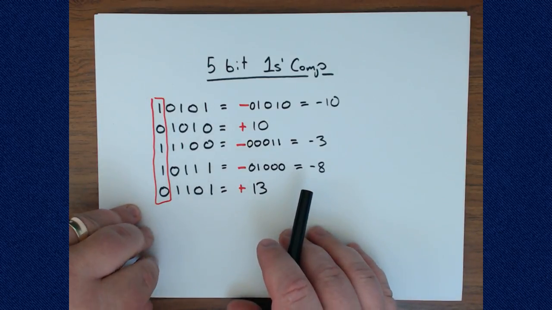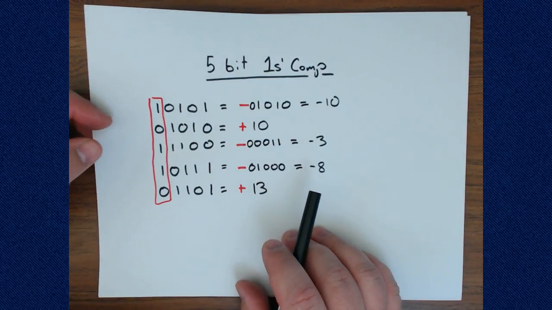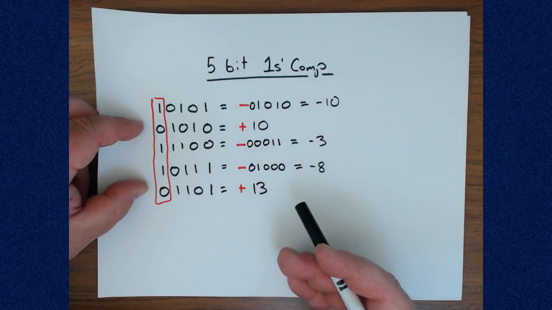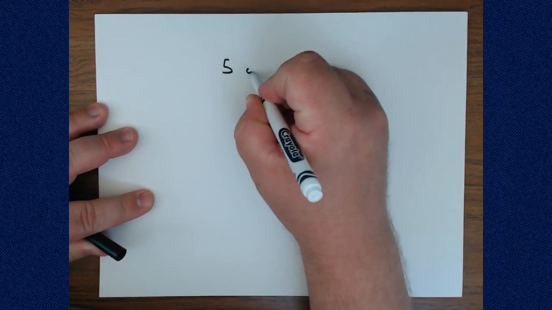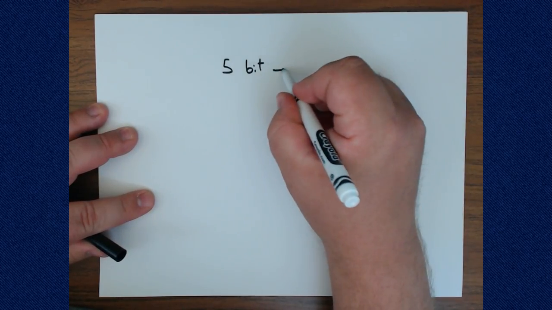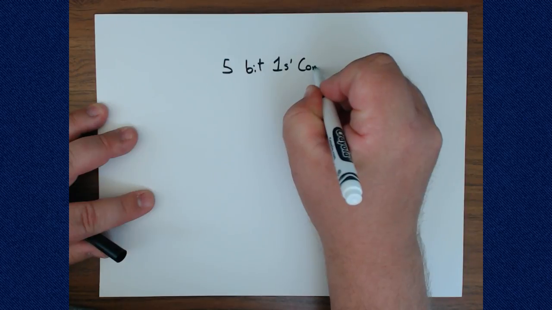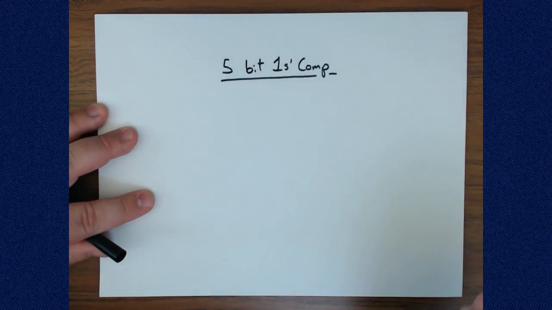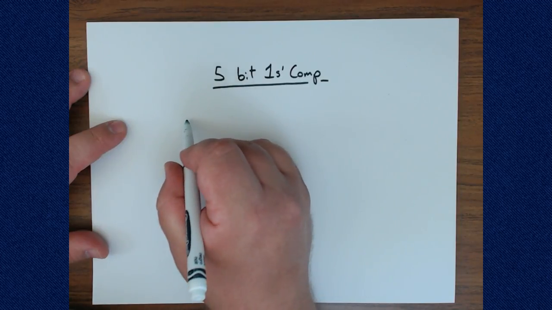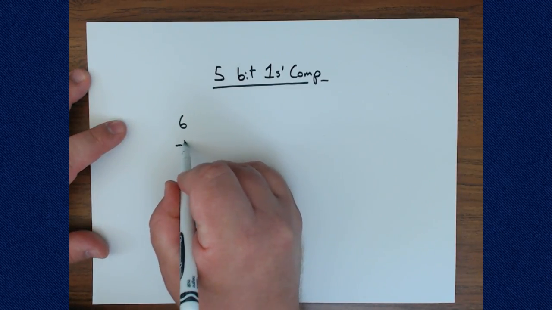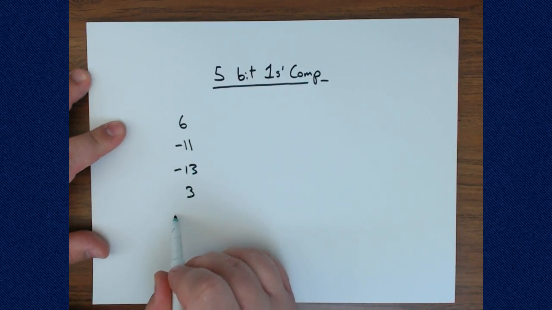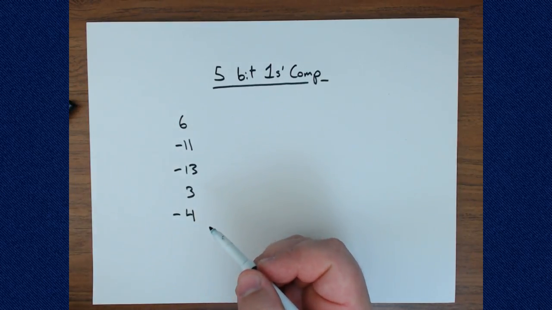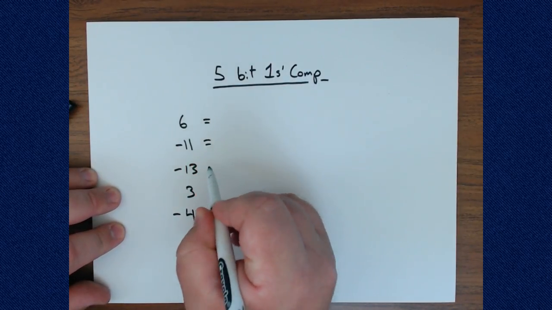Now let's do the same thing for trying to go from some decimal value that's within the representational range of this system down to its bit pattern. So again, we are going to stick with a 5-bit 1's complement machine, or 1's complement representation. All right, and let's convert the numbers 6, negative 11, negative 13, 3, and negative 4.